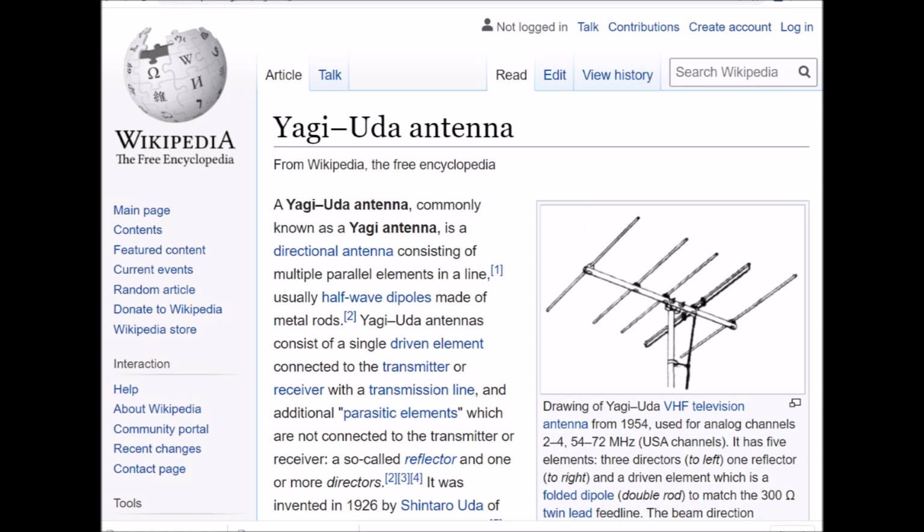There may be a number of so-called directors in front of the active element in the direction of propagation, and one or more reflectors on the opposite side of the active element. I'll read that last sentence again. There may be a number of so-called directors in front of the active element in the direction of propagation, and one or more reflectors on the opposite side of the active element.